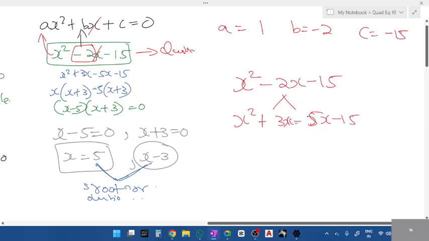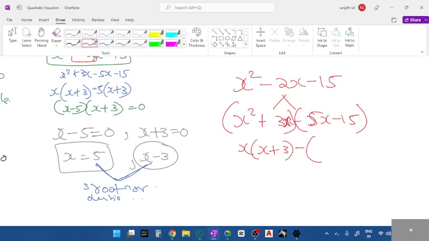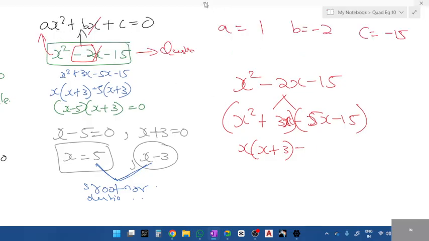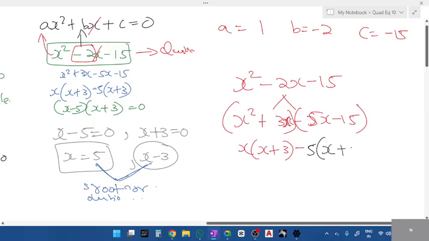After this, what's the next step? You have to group it into two values. What is common? x in the bracket, you get x plus 3. Then take the first sign, minus. What is common? 5 is common, in the bracket x plus 3. Then again what is common here, students? x plus 3 into x minus 5.